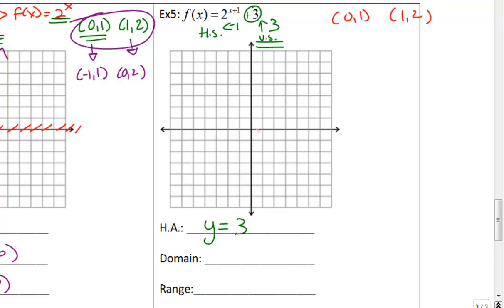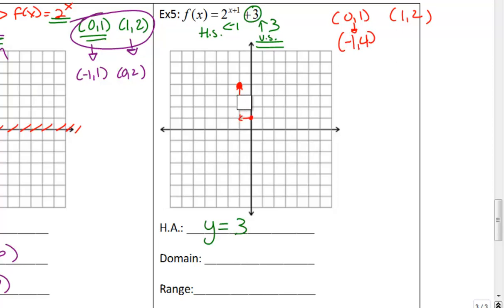So here's the point (0, 1). My horizontal shift says move it 1 to the left, vertical shift says move it up 3 units. So here is my new point. Well, what is the location of this point? This point is (-1, 4). So it changed and became the point (-1, 4).